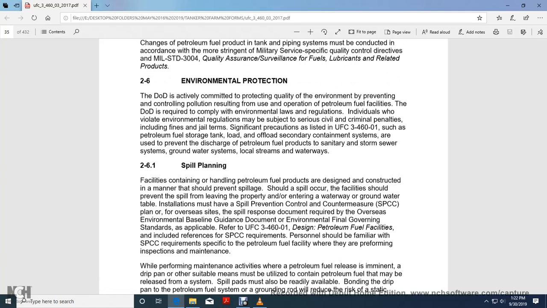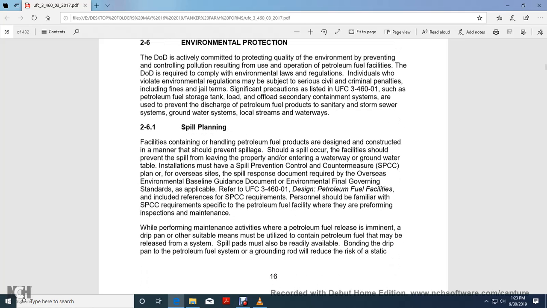The Department of Defense is required to comply with environmental laws and regulations. Individuals who violate the environmental regulations may be subject to serious civil and criminal penalties, including significant fines and jail terms. Some significant precautions listed in UFC 3-460, such as petroleum fuel storage, loading, offloading, and secondary containment systems, are used to prevent discharge of petroleum fuel products to sanitary storm sewers, groundwater systems, and local stream waterways.